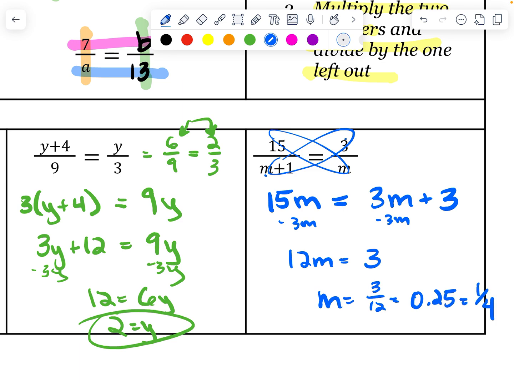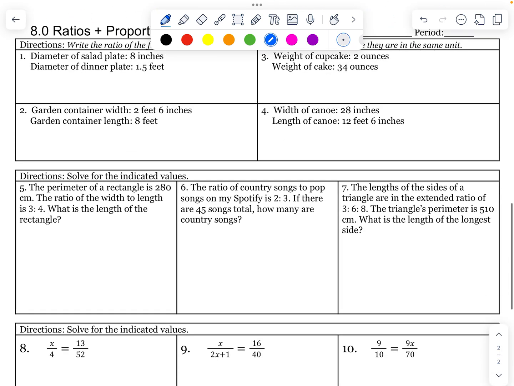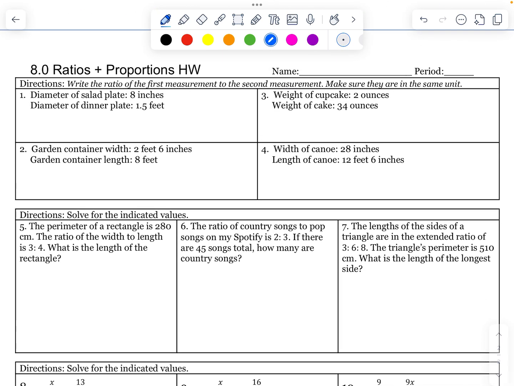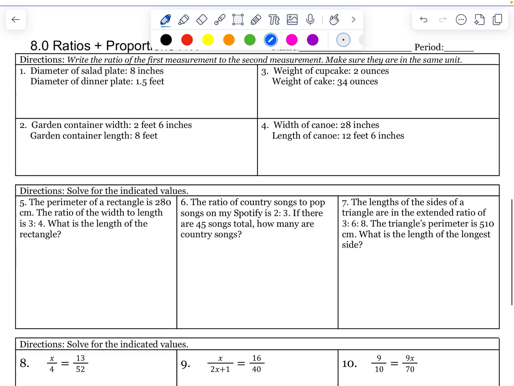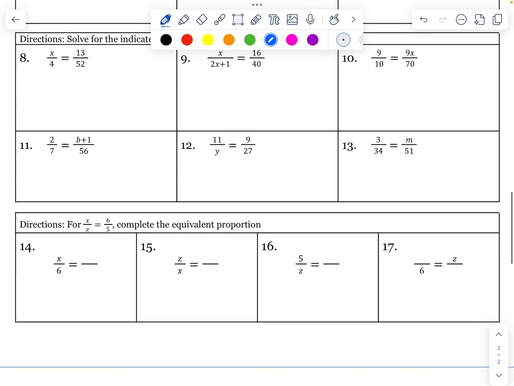Any of those answers are acceptable. All right, that is your homework, my dears. Write the ratio of the first measurement to the second measurement. If you need to change some feet and inches, do so. Solve for the indicated variables using extended ratios, and then solve the proportions and set up the proportions. Good luck.